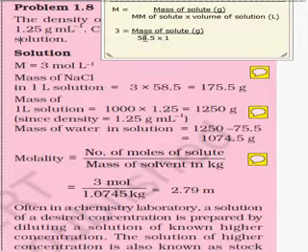Now if you take this quantity to left hand side, you will get 3 into 58.5, which will be the mass of the solute, that is NaCl in 1 liter solution. So mass of NaCl will be 175.5 gram. Now mass of 1 liter solution is equal to 1000 into 1.25 is equal to 1250 gram.